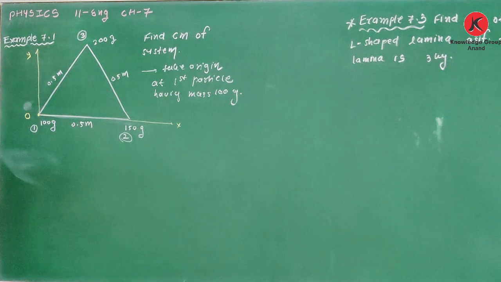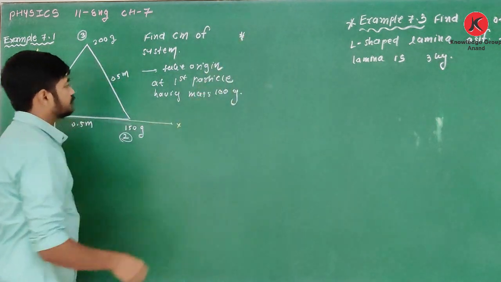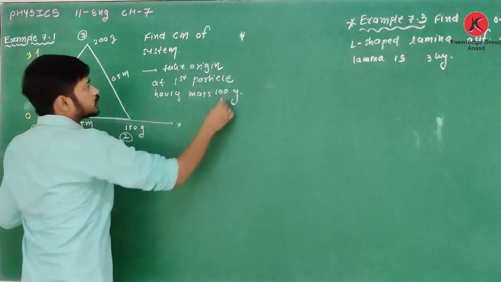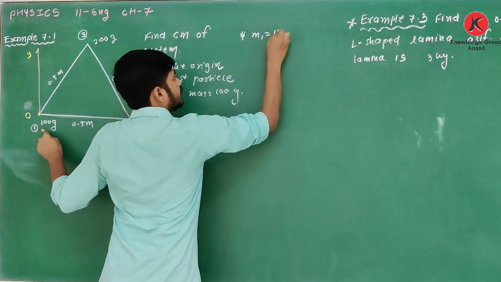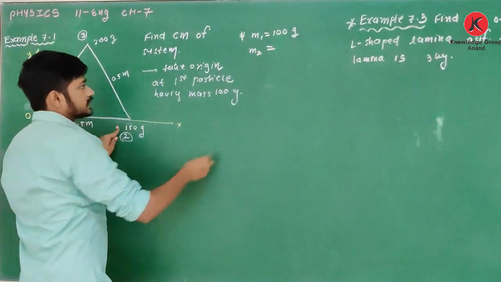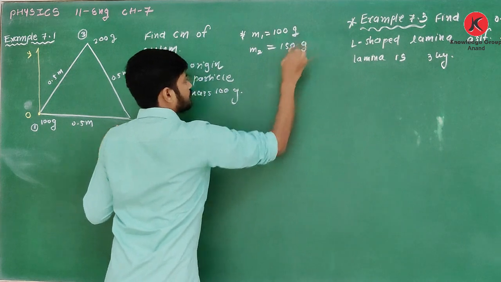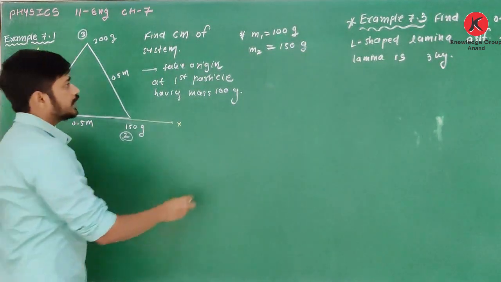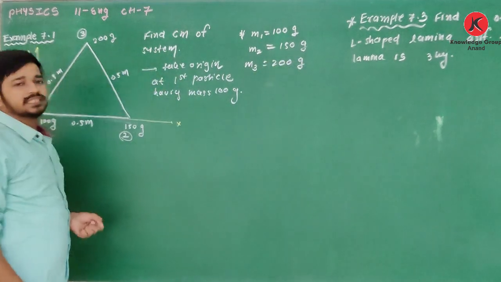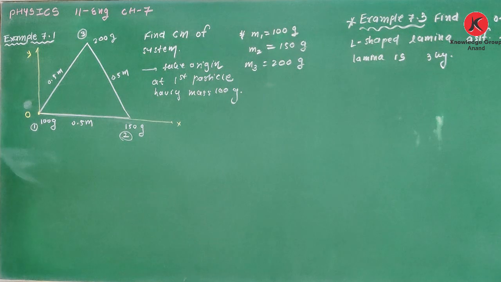First of all, we have to find the masses of the three particles and their position vectors. Here it is the first particle, second particle and third particle. What is the mass of the first particle? m1 is 100 gram. Mass of second particle, m2, is 150 gram. Mass of third particle, m3, is 200 gram. Simple? So we have m1, m2 and m3.